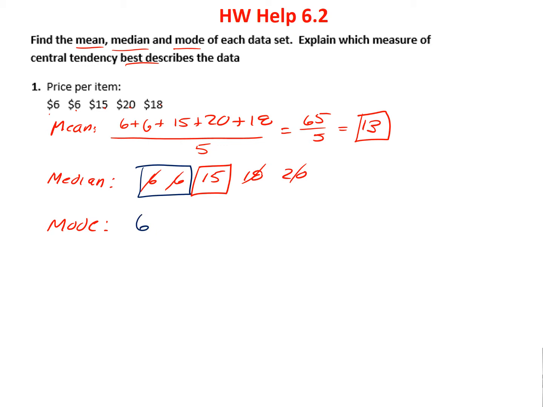Okay? Now in this case, if I'm asking which is the best measure, well, I really don't have much of an outlier. And so in this case, you could argue either the mean or the median. They're pretty close to each other. So either one could be considered the best.